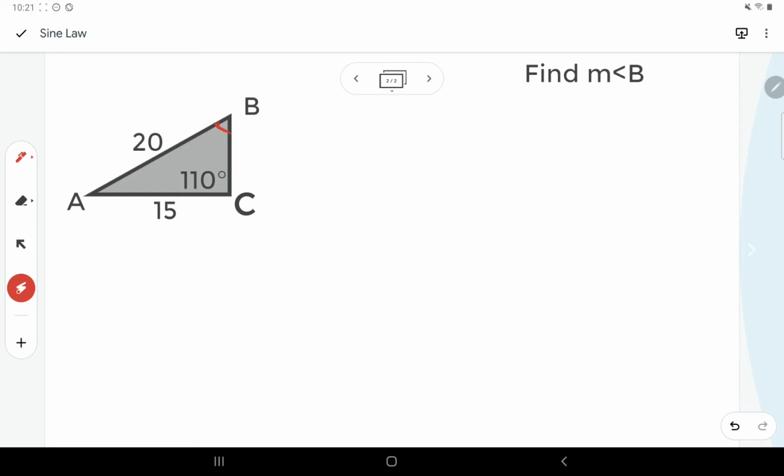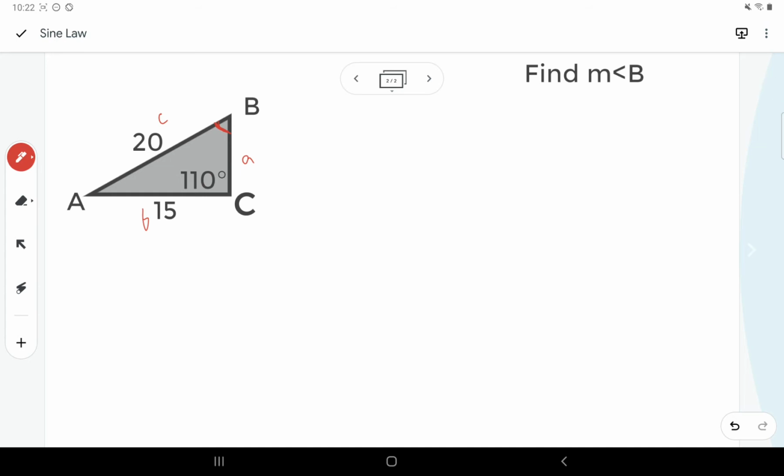We're going to first label our sides. So we've got big A over here. We look all the way across. That's little a. We got big B over here. We look all the way across. That's little b. And we got big C over here. We look all the way across. That's little c. Okay, so those are our sides.